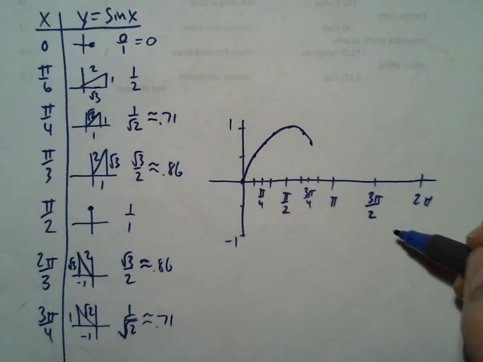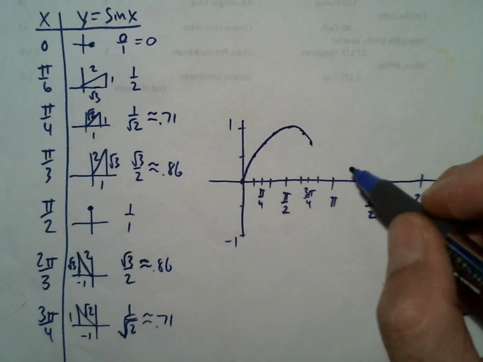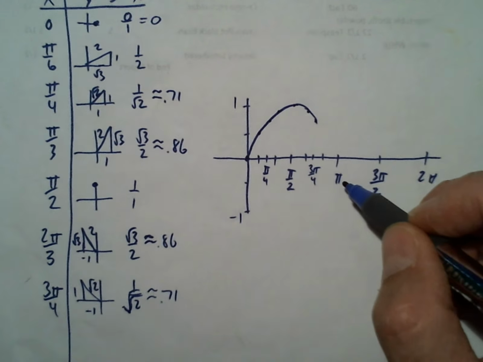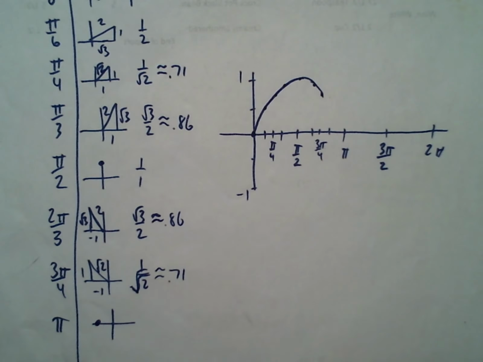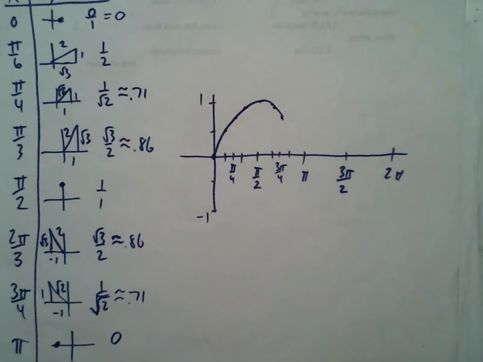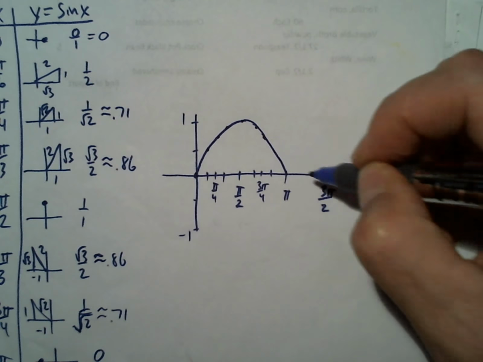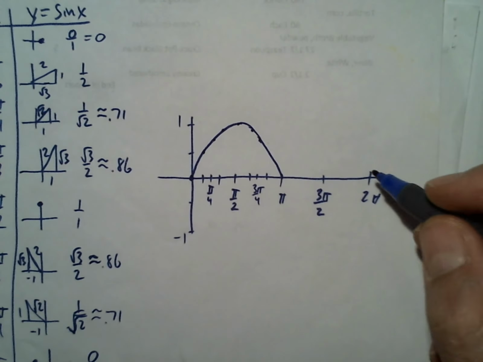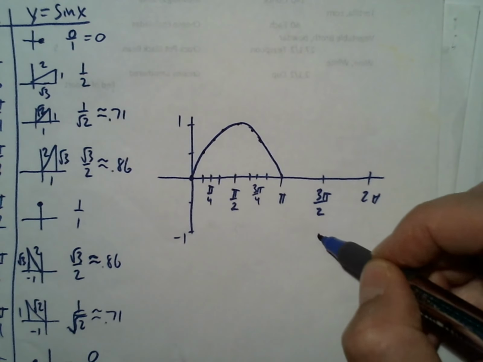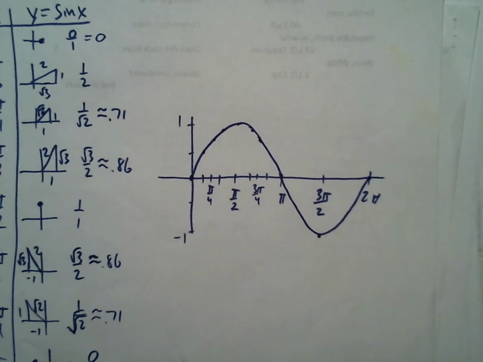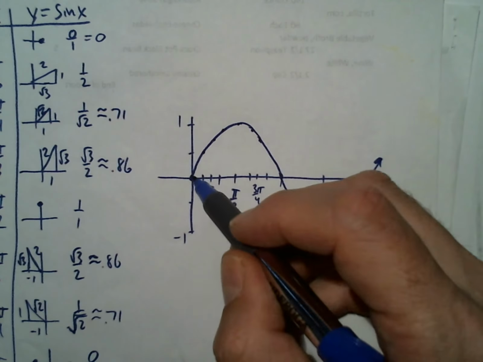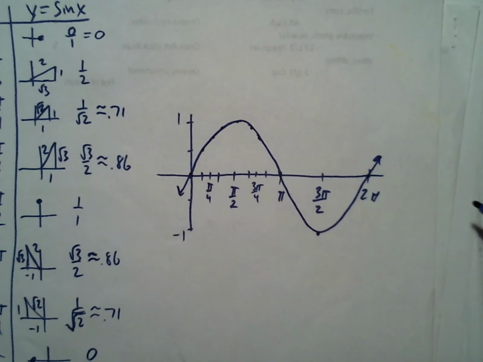Alright, if we keep going with the table, let's look at what pi is. Pi is there, its y value is 0. And at 3 pi over 2, we're going to be at negative 1, and then back up there. This continues with the same pattern.